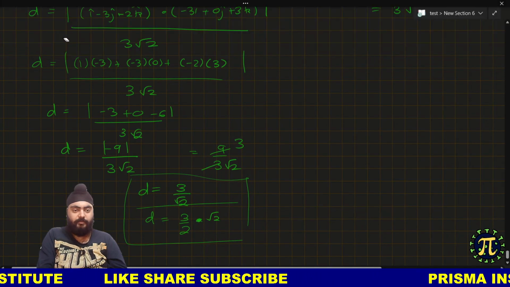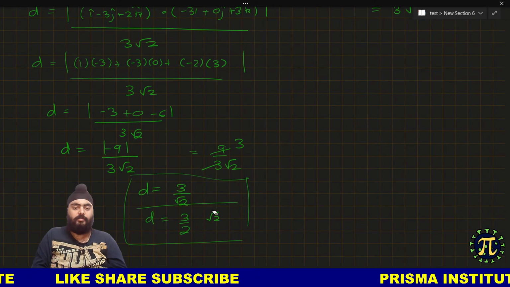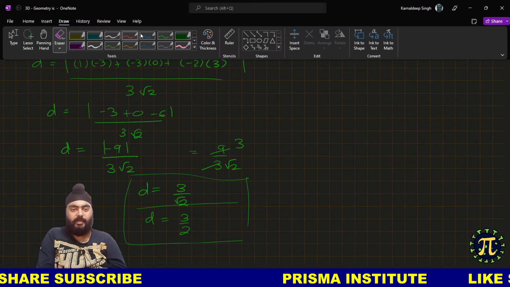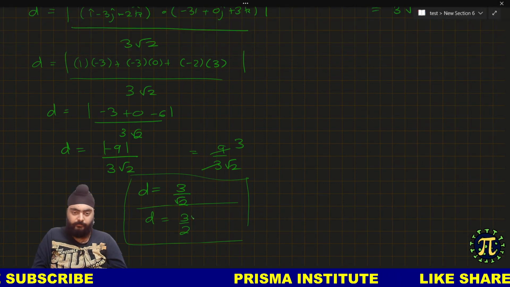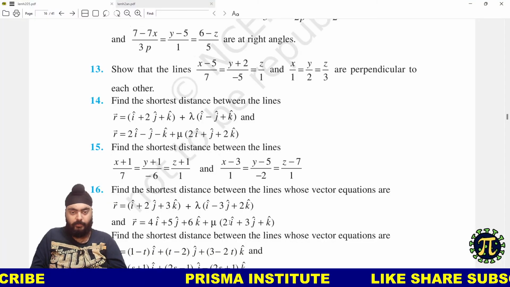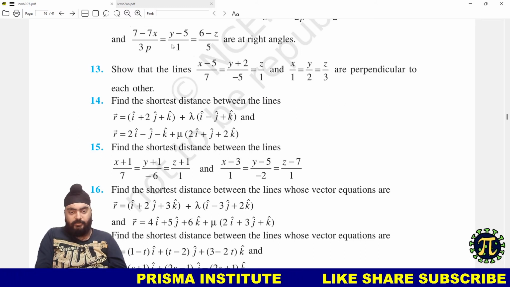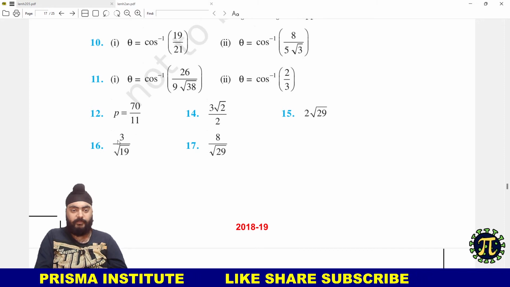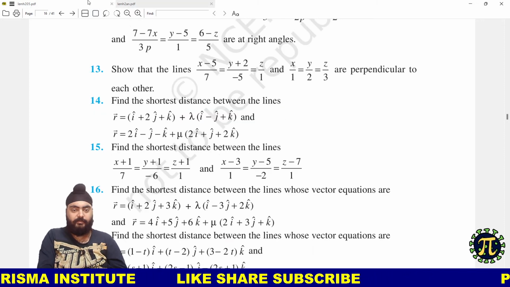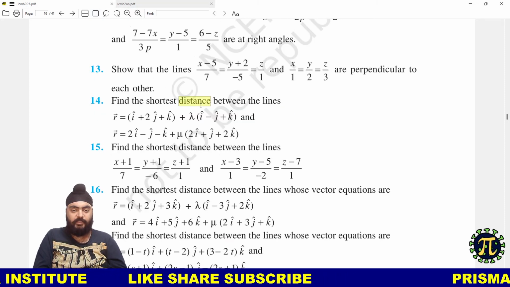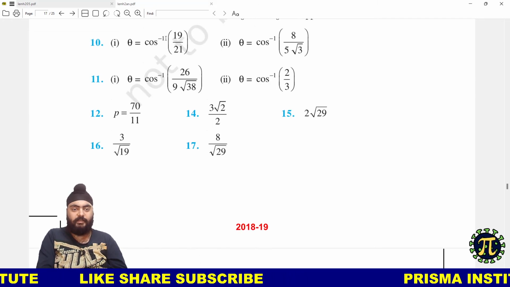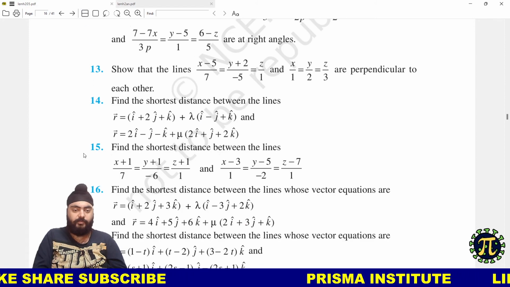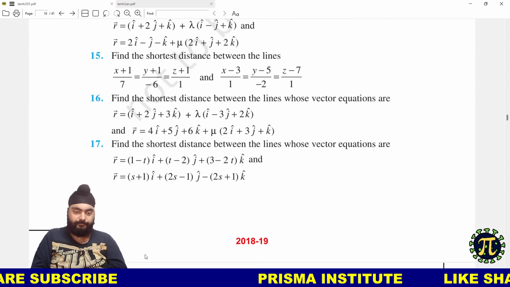In the denominator I can remove this dot at least. So 3 root 2 divided by 2. So let's check the answer from the back side of the book. This says question number 16, shortest distance between skew lines. Here it is, not 16th but 14th, distance between these two lines. So the answer of the 14th is 3 root 2 by 2. Okay, so our answer is correct. So let's move to the 15th question.